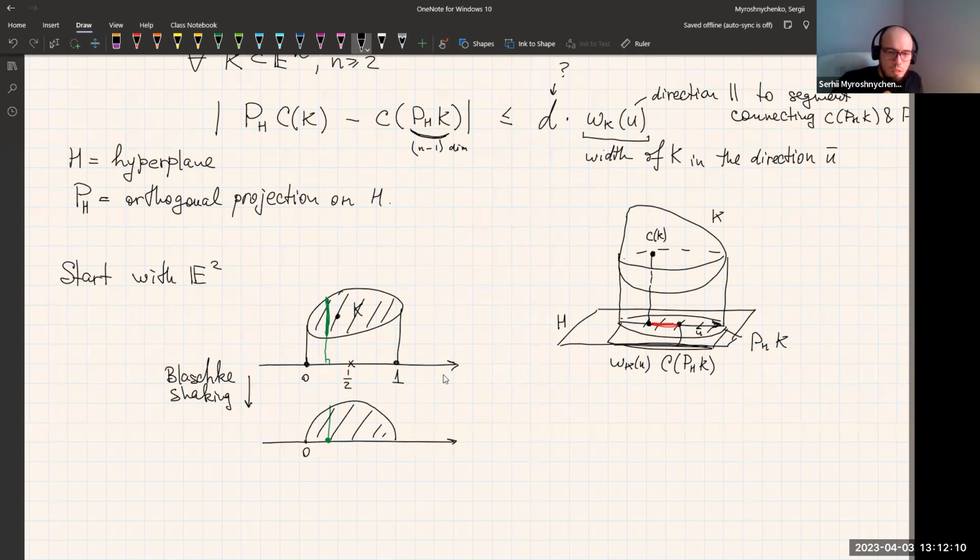Of course, the width hasn't changed. It's still 0, 1. Please also note the centroid has not changed, because what was happening was in the orthogonal complement of our chosen direction. So the length of each segment didn't change. So of course, the centroid will not move to the left or to the right. Okay, so this is the first step.